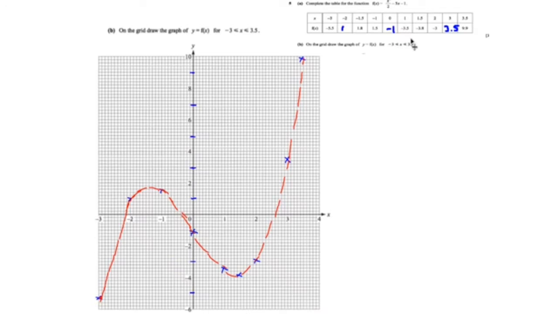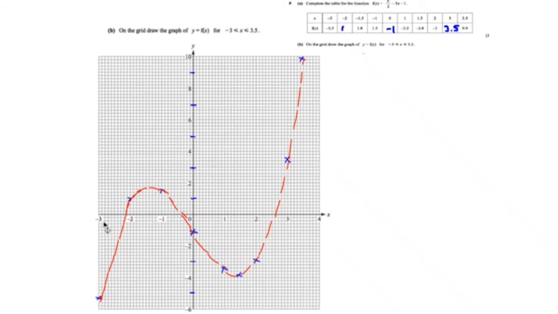The next bit asks us to actually plot the graph between minus 3 and 3.5. So we basically just plot these values here. It's a little bit difficult on this one because I've shrunk down the scale, so it's going to be slightly approximate. But you can kind of see how it works.